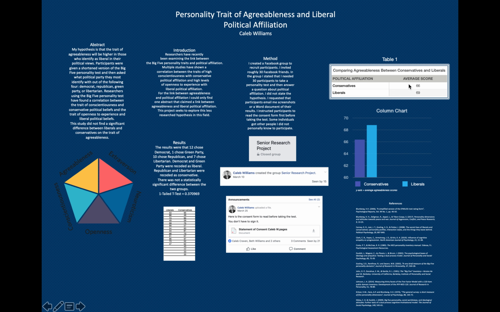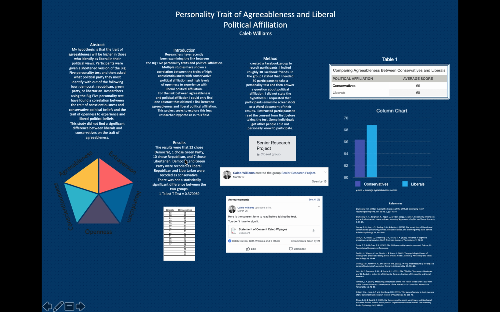So here we have the average scores between conservatives and liberals. There was only a 3-point difference, and it's from 1 to 100. So not only is that not that big of a difference when you just look at the raw numbers, but what I did was a one-tailed t-test through Excel, and it did not reach the value that it would need to in order to show that it was a statistically significant difference between liberals and conservatives.